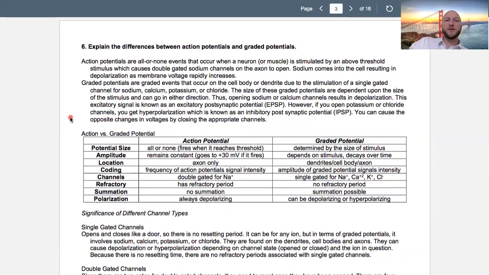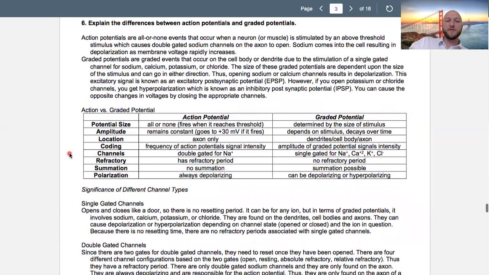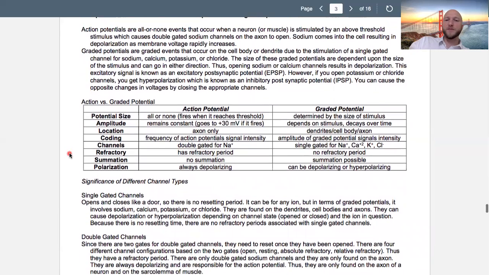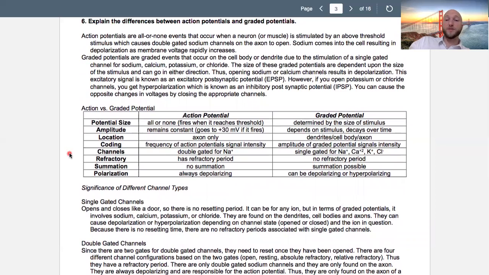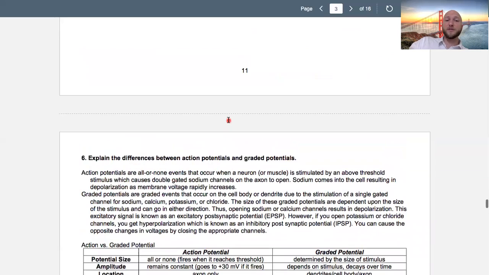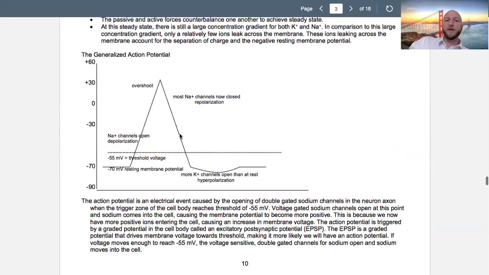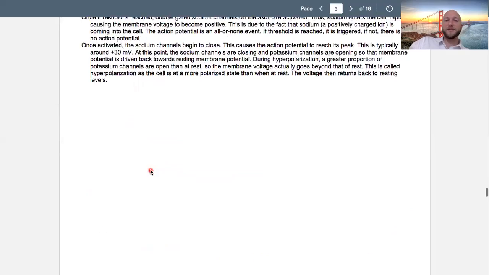Between the differences between action potential and graded potential, this summary chart right here, definitely pay attention. Let's just do a brief overview of what this is. The action potential that we just talked about is a process that's activated on the neuron, that happens in the voltage gated sodium channel, and propagates an electrical signal on the neuron.